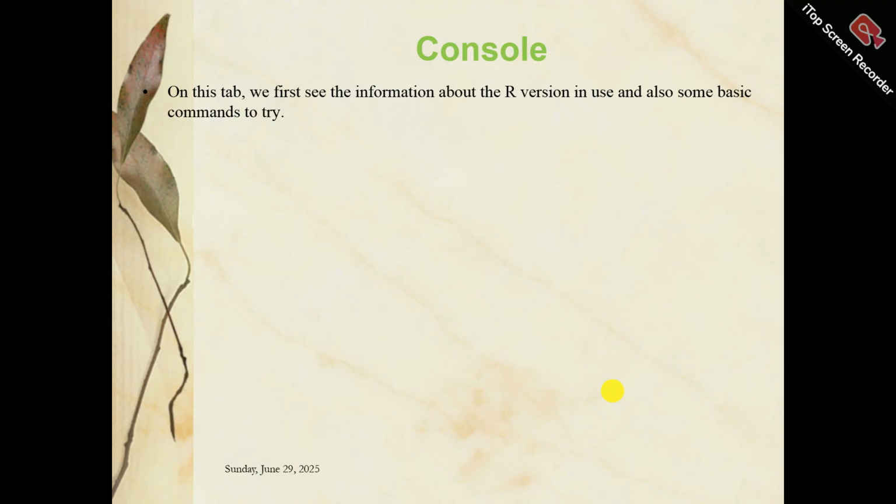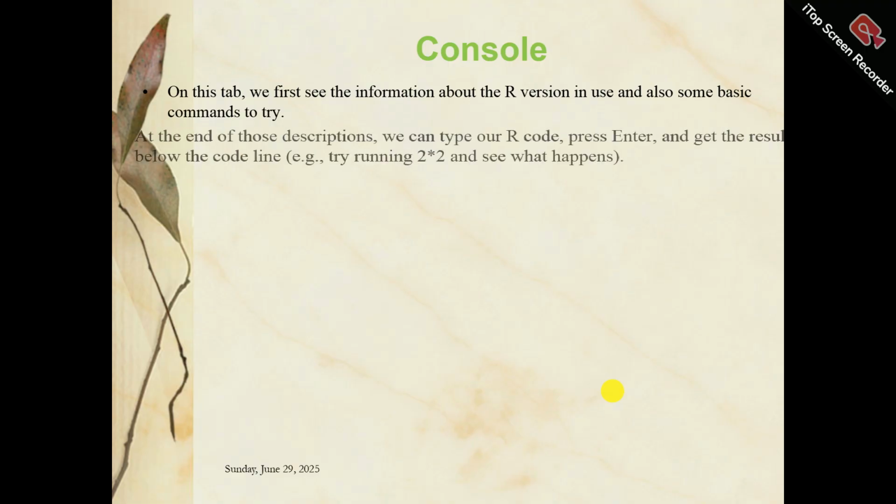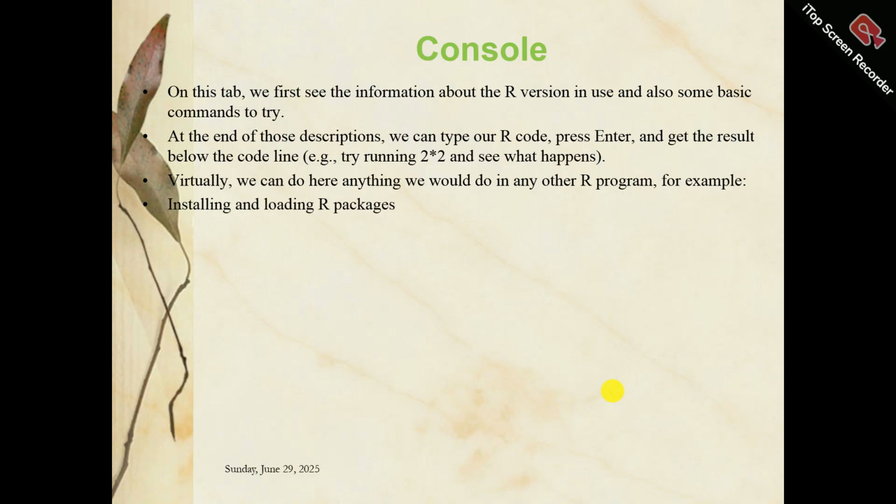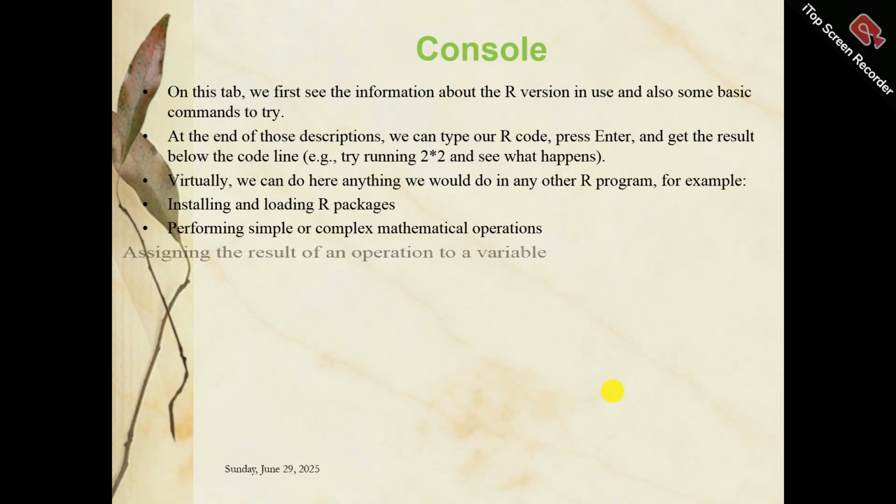So let us explain the console a little bit more. On this step, we first see the information about the R version in use and also some basic commands to try. At the end of that description, we can type our R code, press enter and get the result below the code line. For example, if you try to run 2 multiplied by 2, we will see the answer, which will be equal to 4. Virtually we can do here anything we would like to do in any other R program. For example, we may install and load R packages, and perform simple or complex mathematical operations.